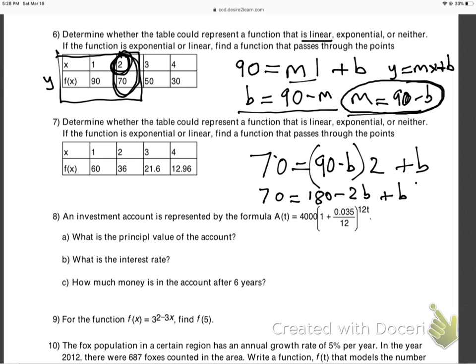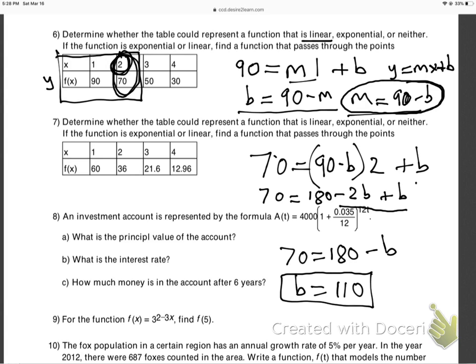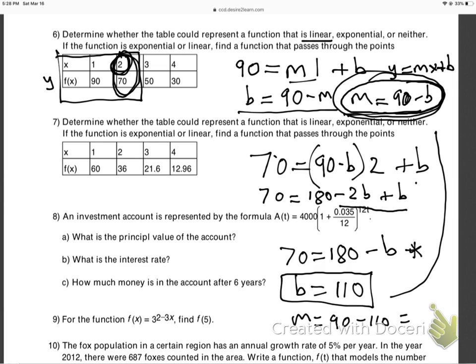So let's do this. Let's do 70 equals 180. So negative 2b plus 1b is negative b. It looks to me like b equals 110, just by rearranging this. Now, if b equals 110, remember, go back up right here, I've already got an equation for m. So m is 90 minus b. 90 minus 110 equals negative 20. So the function is y equals negative 20x plus 110. And that is the equation of that function.